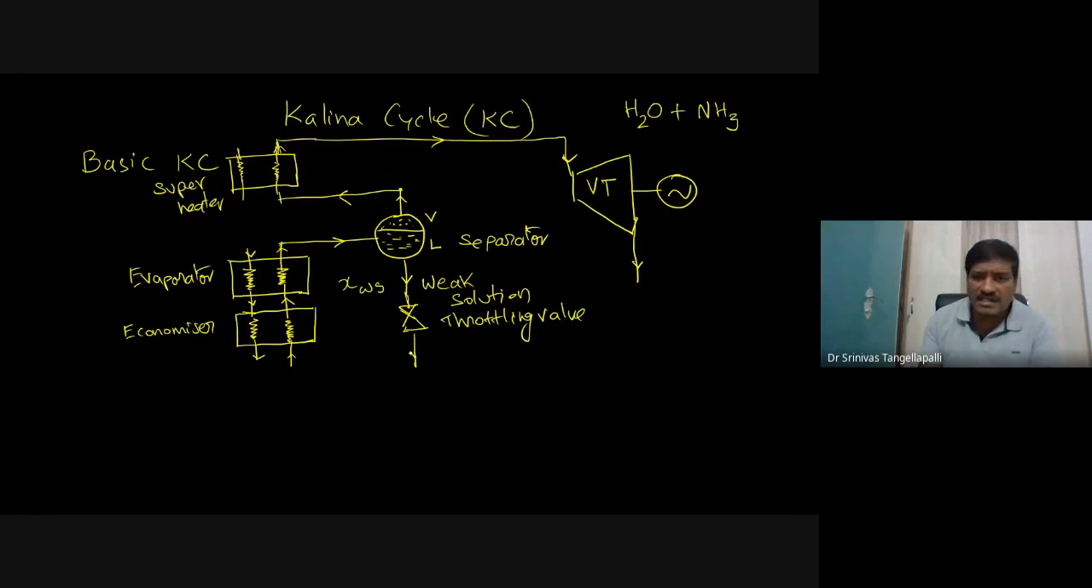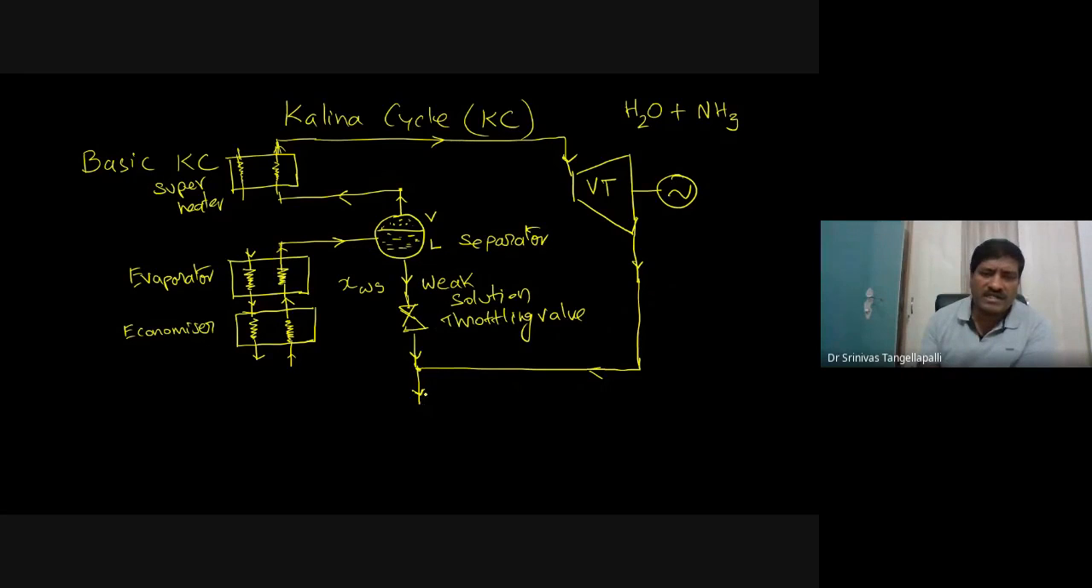See, at the exit of this throttling valve, this liquid is ready to mix with this vapor, so that the concentration of this vapor we can decrease. So there is a mixing process at the exit of the turbine by adding this weak solution. So concentration is decreased here, from approximately 95% to 30% or 35%, depending upon the concentration of this strong solution. So now this is ready to condense.